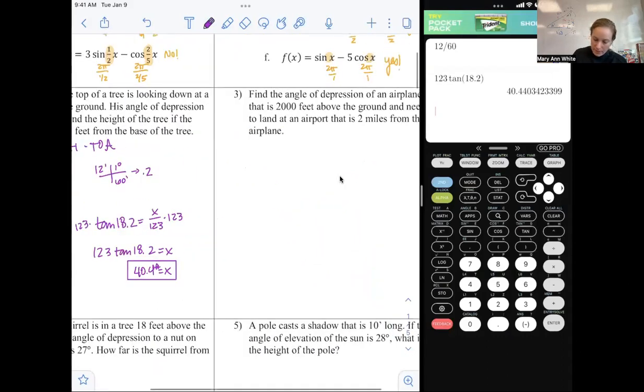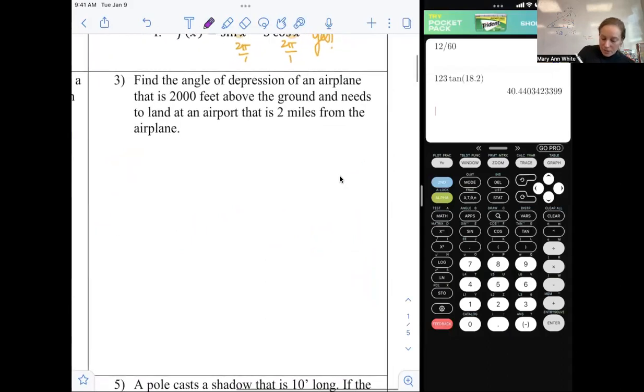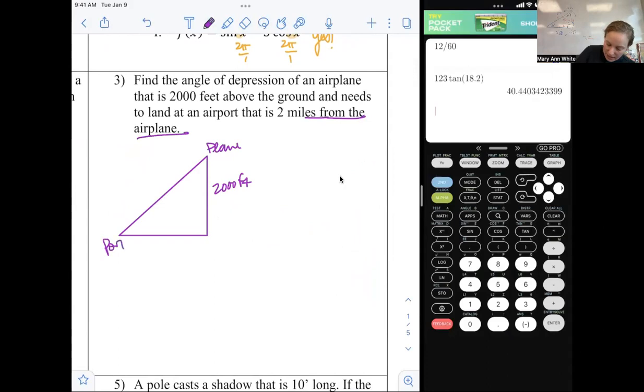Okay, let's go to number 3. All right, find the angle of depression of an airplane that is 2,000 feet above ground, 2,000 feet, and needs to land at an airport that is 2 miles from the airplane. So the airplane is up here and the airport is down there, and this is just the ground. So the 2 miles is going to go here. I'm going to argue that's true. And then my angle of depression is the same thing as my angle of elevation. The only hard thing here is you need to convert your feet and your miles to be the same.